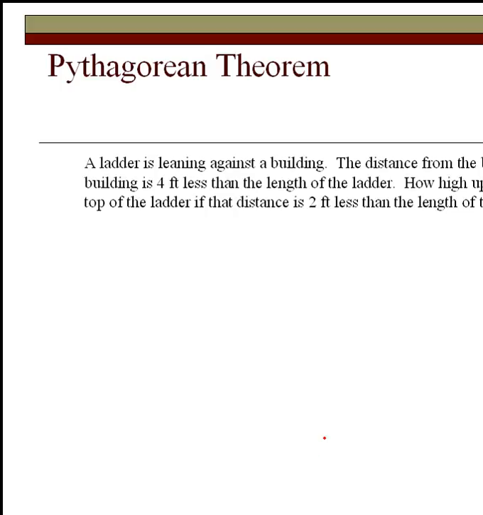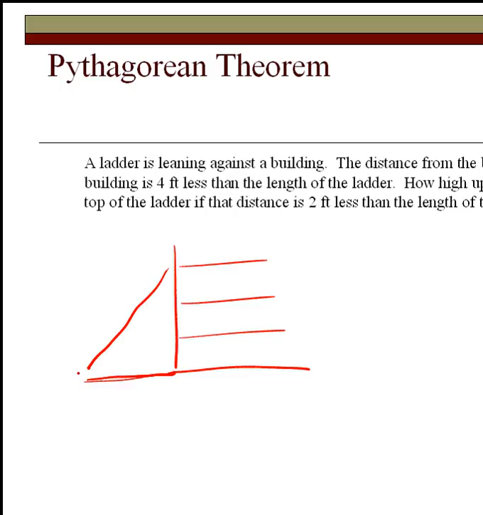Here's another application of Pythagorean Theorem. We have a ladder that's leaning against a building, so here's my building, and here's my ladder. The distance from the bottom of the ladder to the building, which is this distance here, and notice that makes a right triangle.